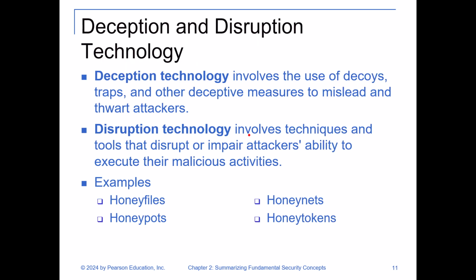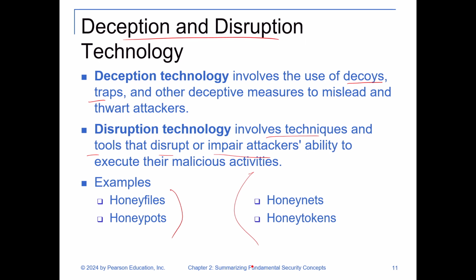All right, moving past that, we have our deception and disruption technologies. Deception technologies involve using decoys and traps to be deceptive, misleading of the attacker. We also have our disruption technologies. This involves the techniques and tools that disrupt or impair the attacker's ability to execute malicious activities. So, some examples are honey files and honeypots, honeynets and honey tokens.